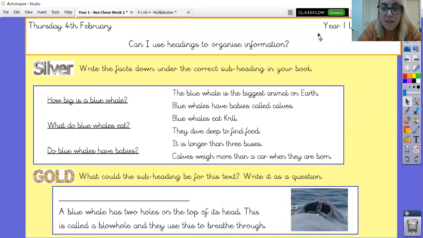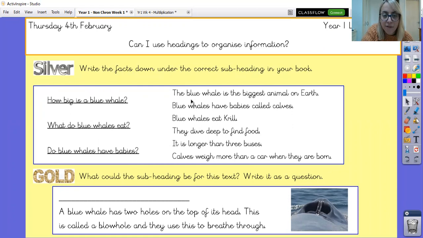Okay, so this is going to be your learning today. What you are going to be doing is focusing on headings and working out how to organise information under different headings. So your silver challenge is to write the facts below under the correct subheading in your book. So I have 3 subheadings here, year one. I have how big is a blue whale? What do blue whales eat? And do blue whales have babies? Okay, so those are 3 subheadings. And I have got 6 facts here. These facts need organising under the correct subheading.